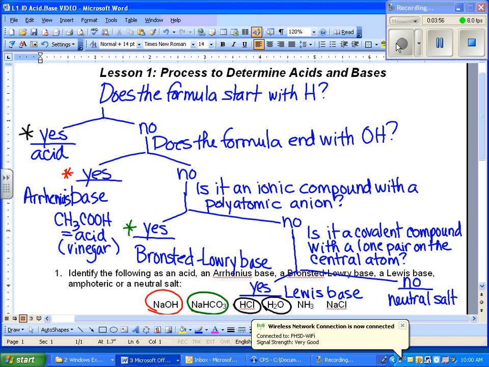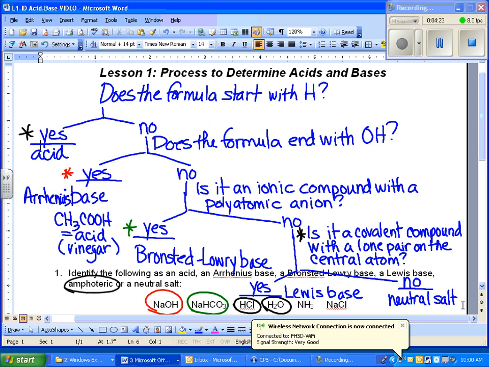However, you need to be familiar with water. Water also acts as a Lewis base because it's a covalent compound with a lone pair on the central atom. So H2O is what we call amphoteric. Amphoteric meaning it can be both an acid and a base.